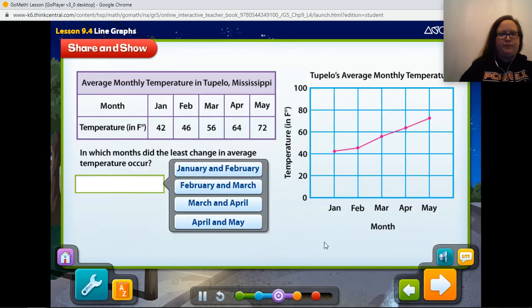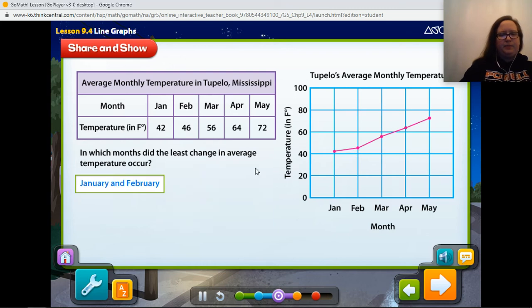In which 2 months did the least change in average temperature occur? Use the line graph to determine your answer. So we need to look to see where's the smallest amount, and the smallest amount that goes up is between January and February. Great job! The 2 months that had the least change in average temperature were January and February.